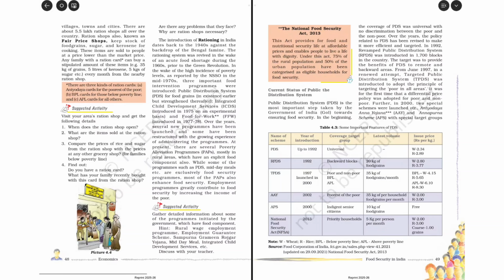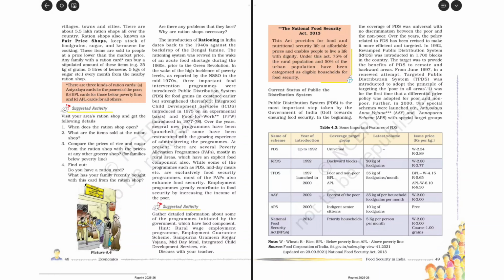Quote, "The National Food Security Act, 2013. This act provides for food and nutritional security at affordable prices and enables people to live a life with dignity. Under this act, 75% of the rural population and 50% of the urban population have been categorized as eligible households for food security. Current status of public distribution system.